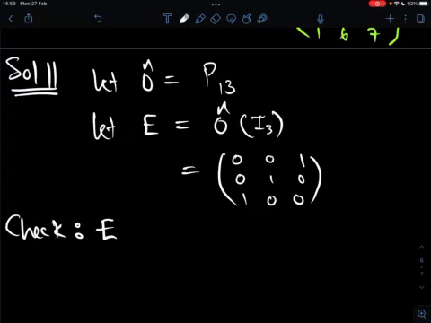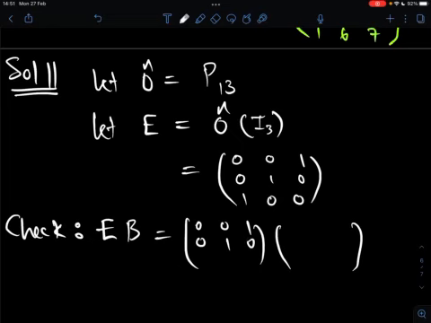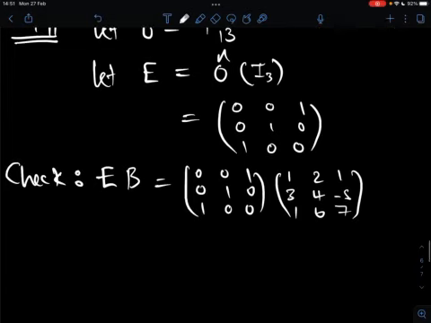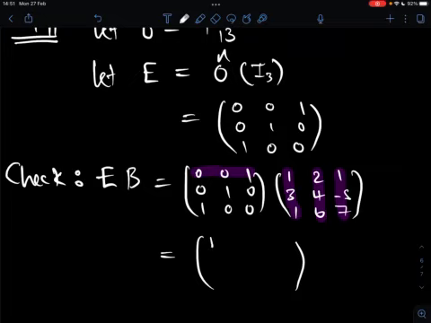Let's take E and multiply B. When I take E and multiply B, what do I get? So I have 0, 0, 1, 0, 1, 0, 1, 0, 0 multiplying B, which is 1, 2, 1, 3, 4, minus 5, 1, 6, 7. And let's see what is going to happen from there. Now we know the procedure. First we'll check these and that, and then that, and what will you get? For the first column, we get the bottom number, which is 1. For the second, we also get the bottom number, which is 6, then 7.